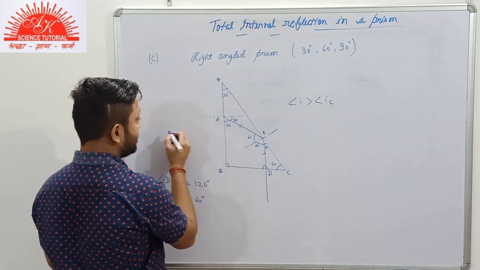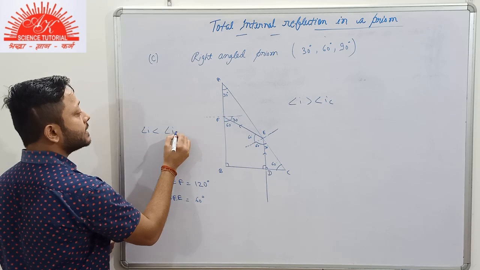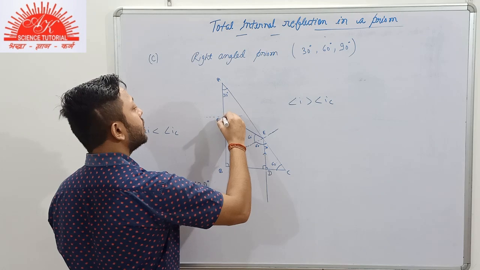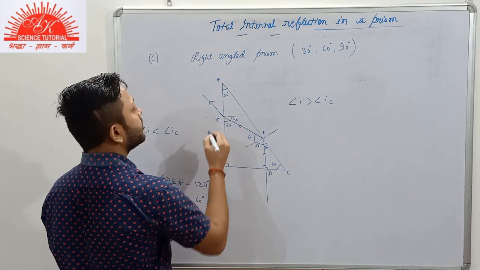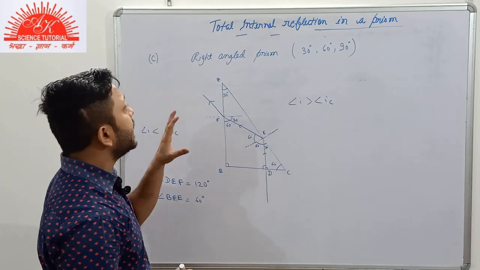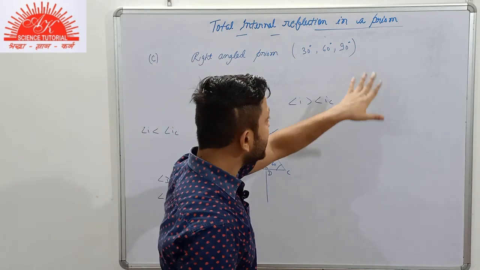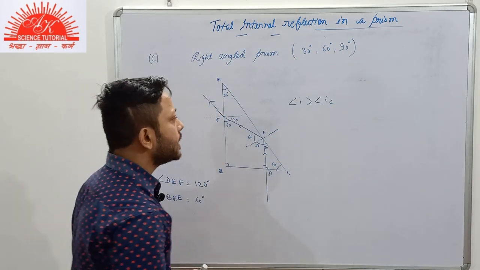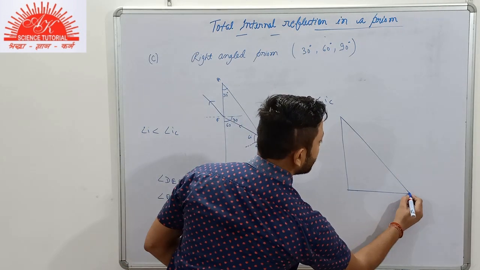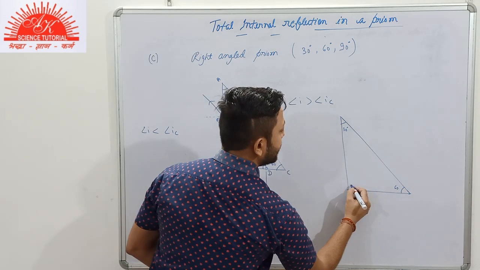Obviously, in this case, the angle of incidence here is less than the critical angle, that is less than 42 degrees. So it will be refracted. So this was about the total internal reflection in a right angled prism, that is of 30, 60 and 90 degree. I'll tell you the cases when total internal reflection will not take place. It's very simple, 30, 60 and 90.